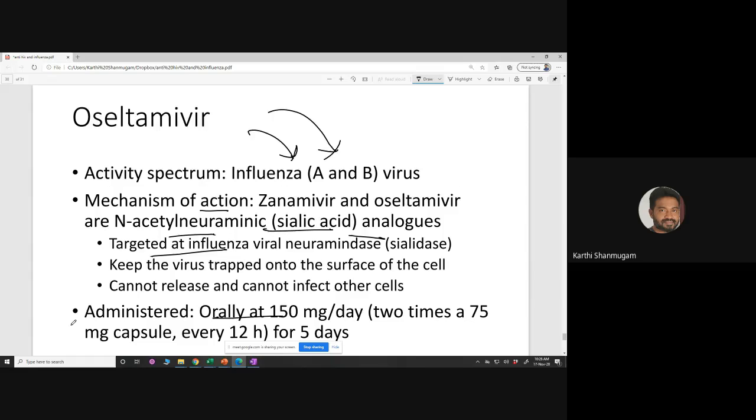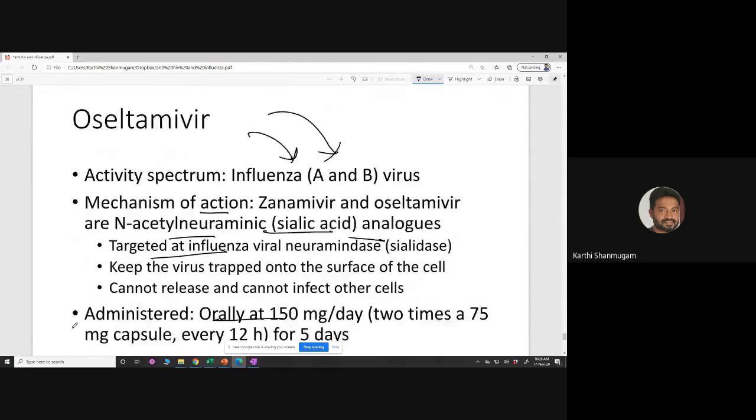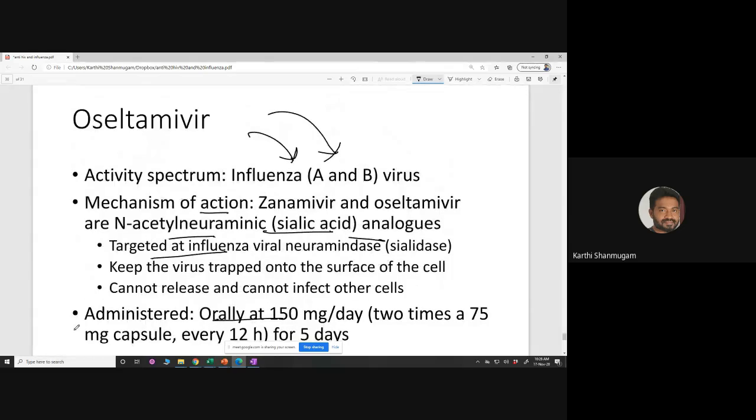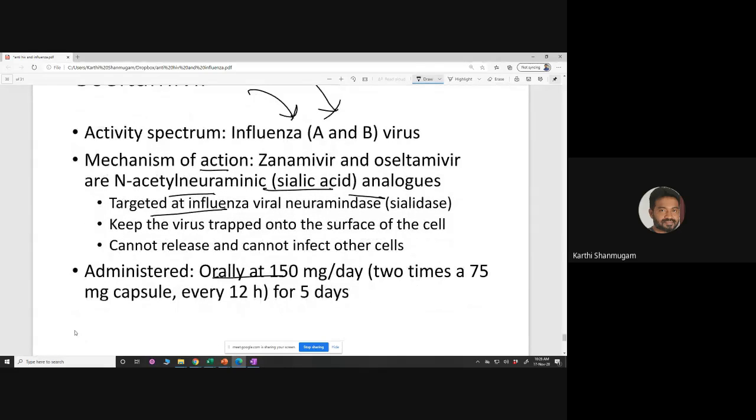In the previous case zanamivir is administered as inhalation, but in this case oseltamivir is not administered as inhalation; it is administered as an oral drug molecule at 150 mg per day. The proper drug regimen is 2 times 75 mg capsule every 12 hours for 5 days.